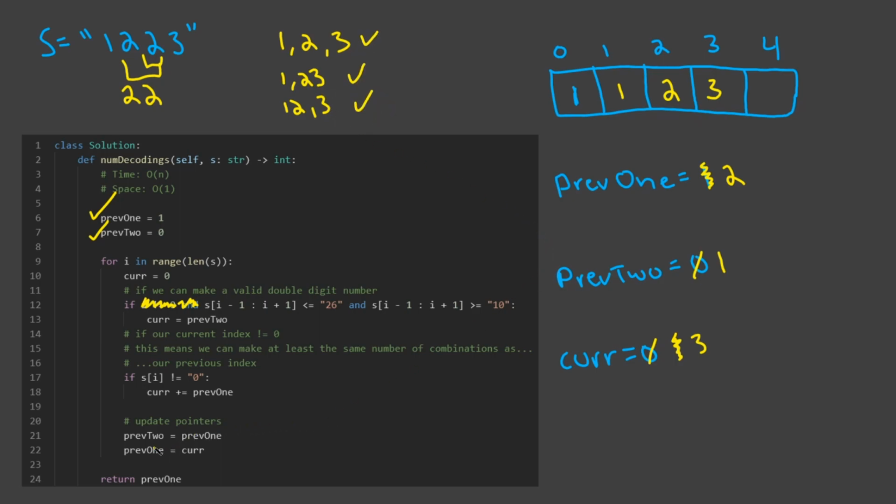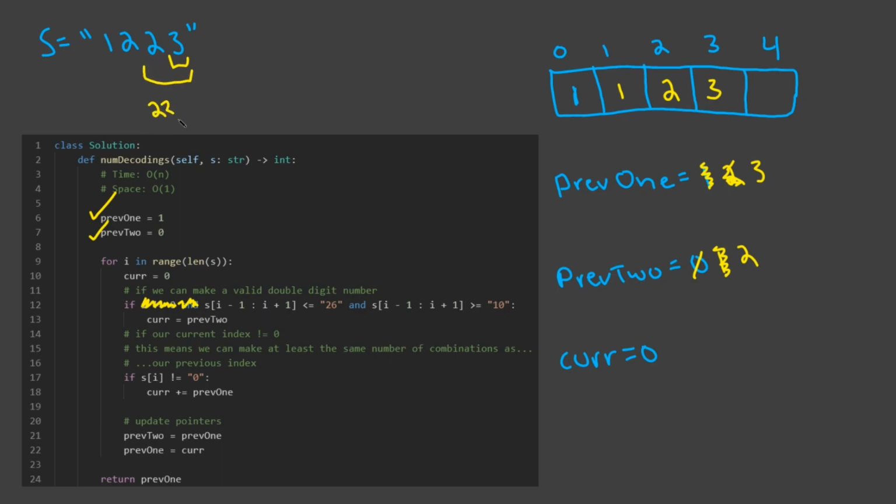And now we want to update our pointers. So previous 2 is going to be equal to previous 1, which is 2, and previous 1 is going to be updated to our current, and our current is 3, so now this is 3. And now we go to our last iteration, so now we're looking at 3. So let's see, current is equal to 0, we already did that, and now we check if we can make a valid double-digit number. So let's see, if we combine 2 and 3, we get 23, and that is a valid double-digit number. So what we can do is update our current to be equal to previous 2, so 0 gets updated to 2. And now we check, is the current number we're looking at equal to 0? Well, we're looking at a 3, so no.